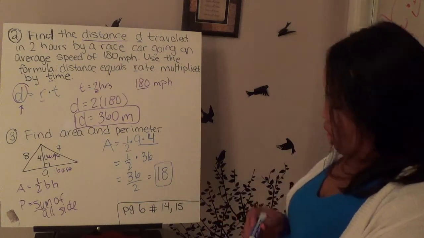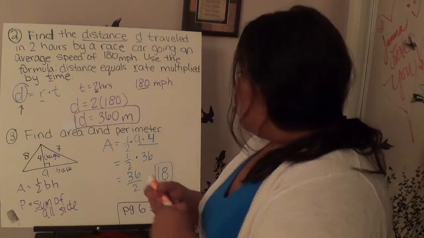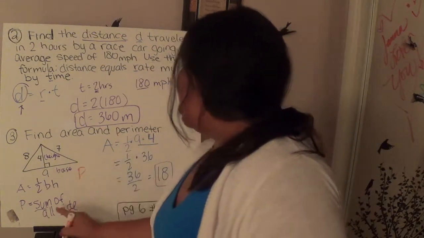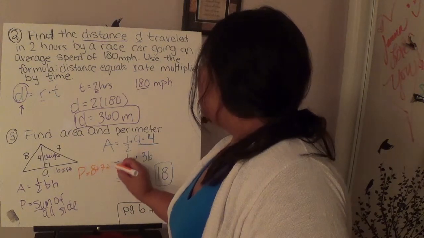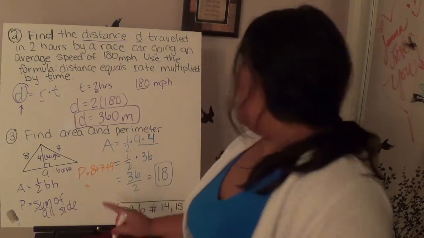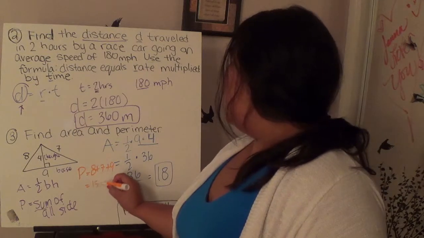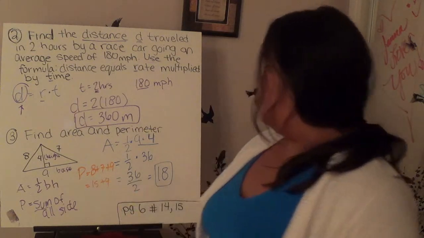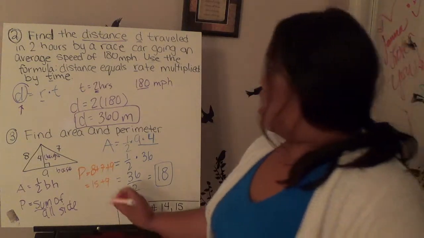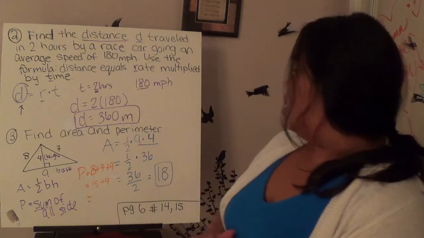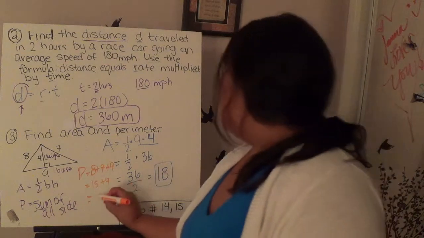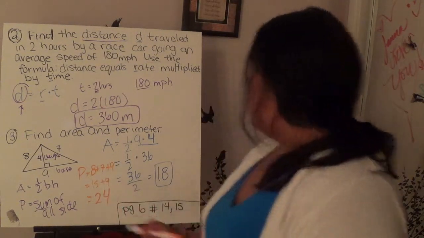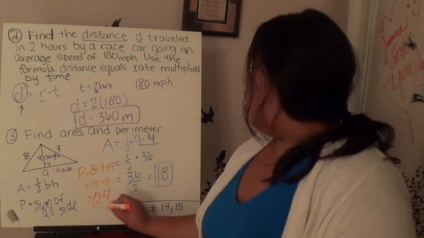The perimeter is a little simpler. The perimeter is just the sum of all sides. So I'm going to do 8 plus 7 plus 9. 8 plus 7 is 15, plus 9. When I do 15 plus 9, that should give me 24. And then I go ahead and circle this.